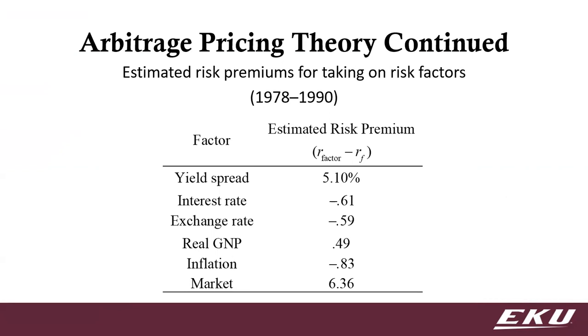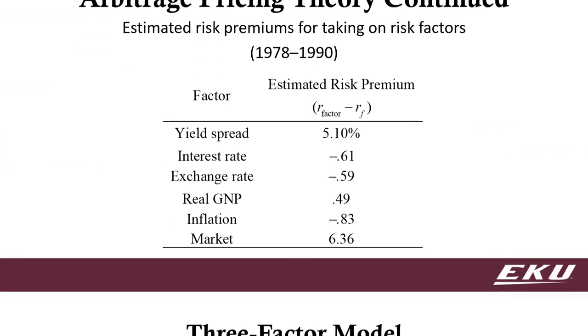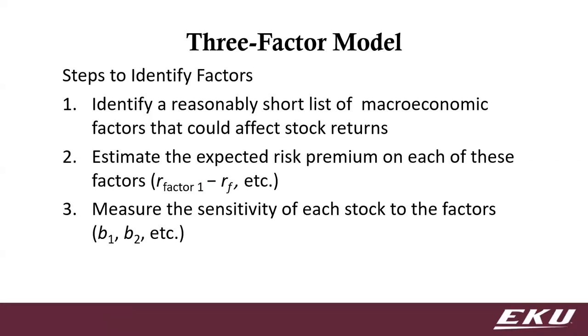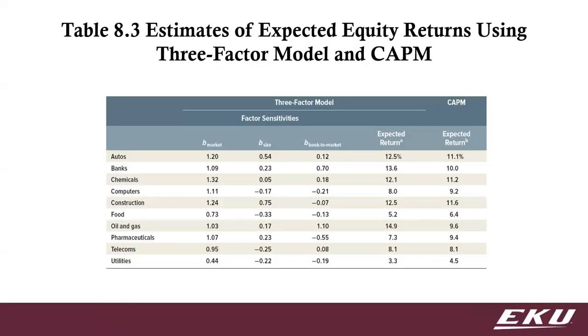So this arbitrage pricing theory is another alternative. We also have this 3-factor model here, and so we say, okay, let's identify what the factors are, and then let's calculate what the risk premium would be, and then let's calculate the sensitivity. And this is just some examples using sectors to make some comparison.